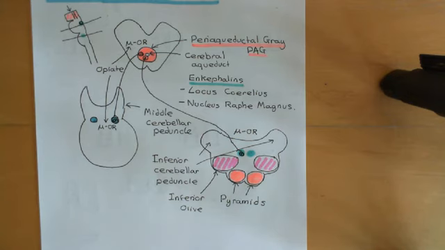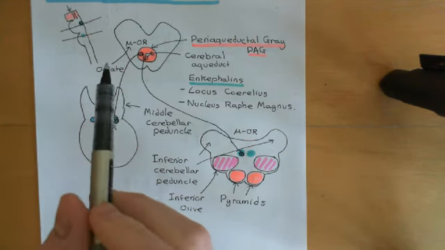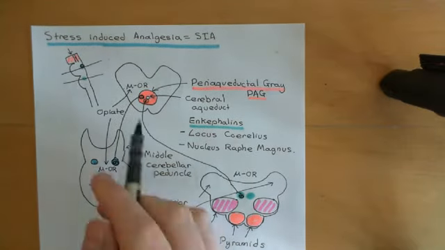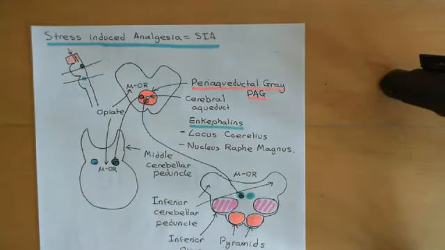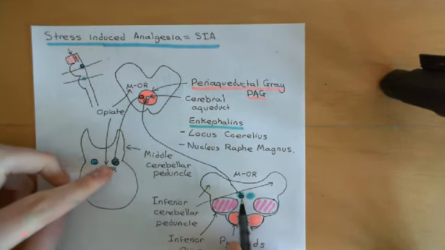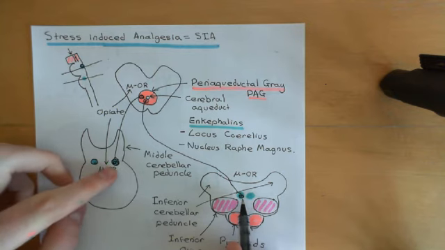Right. So now, basically, when you activate the periaqueductal grey, and one way to activate the periaqueductal grey is that the periaqueductal grey neurons have mu opioid receptors on their surface, and if you activate those, that will activate the periaqueductal grey neurons. They will fire action potentials down to these neurons in the nucleus raphe magnus and the locus coeruleus.